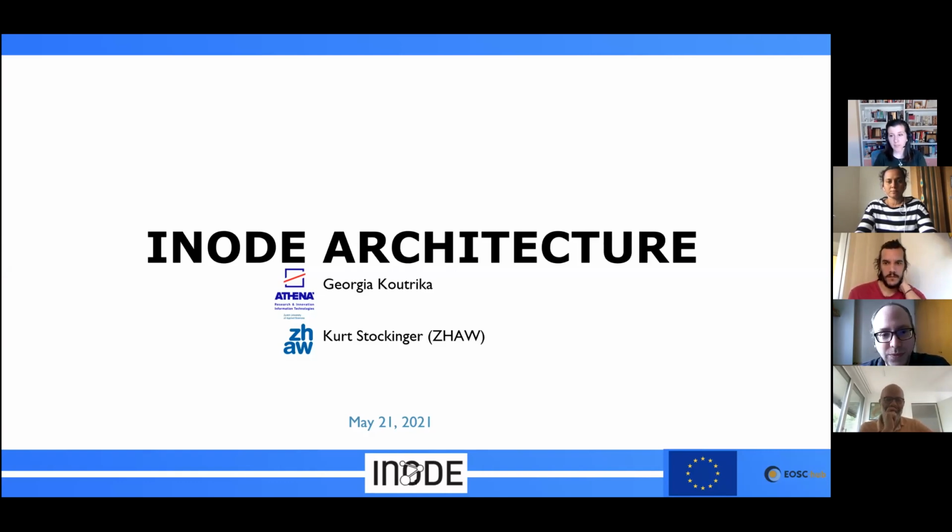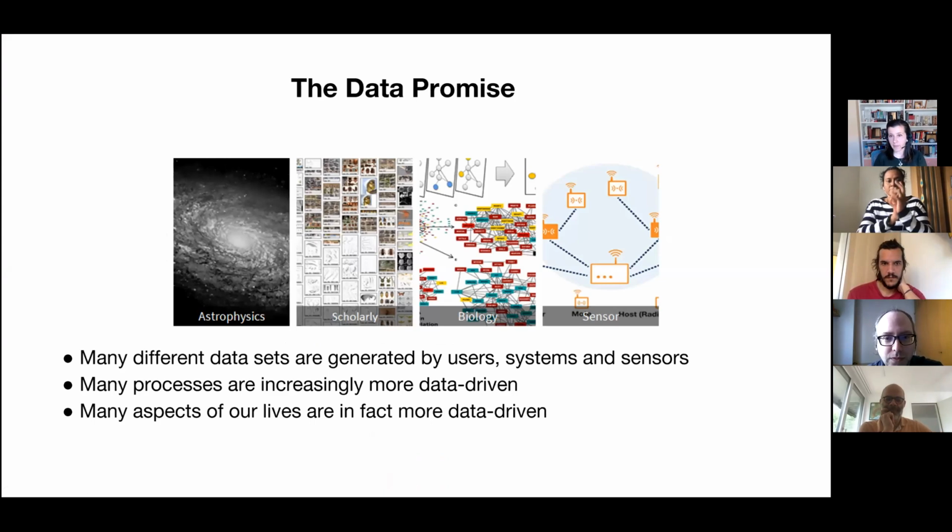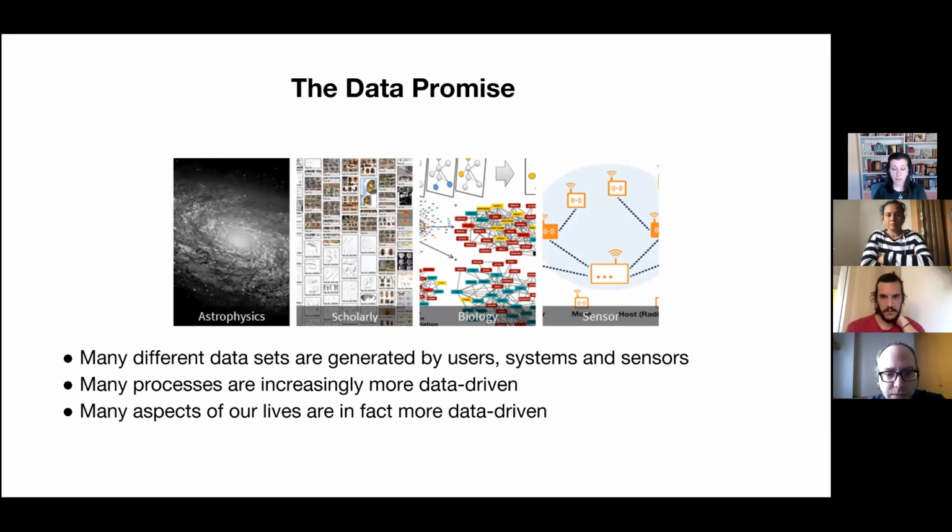I'm Georgia Koutrika, and together we are going to walk through the INODE architecture. So in our use cases, we heard about different kinds of data sets: astrophysics, policymaking related data, biological data, and these are actually just examples of the different data sets that are generated by users, by systems, by sensors nowadays. And these data are used to drive processes, but also to drive many aspects of our lives.